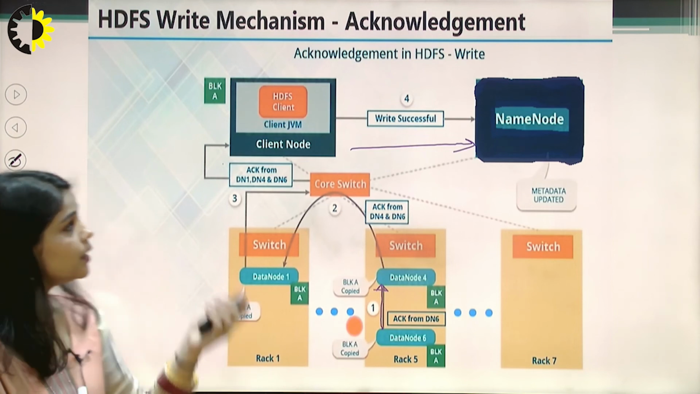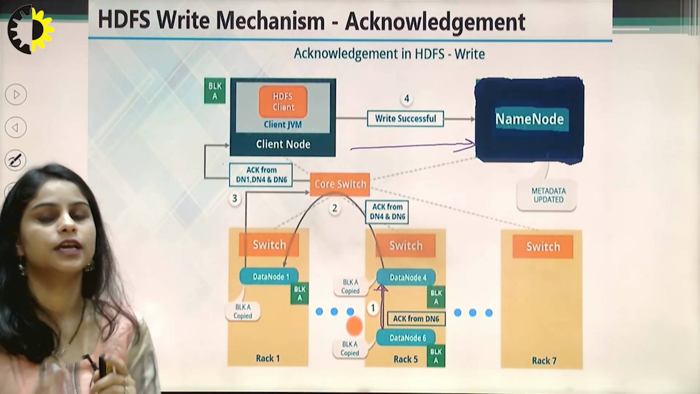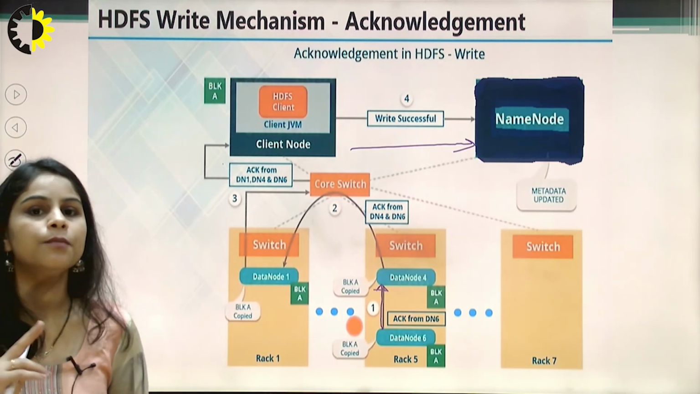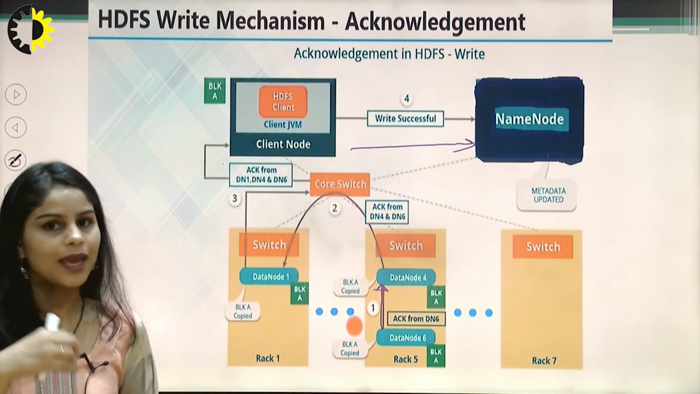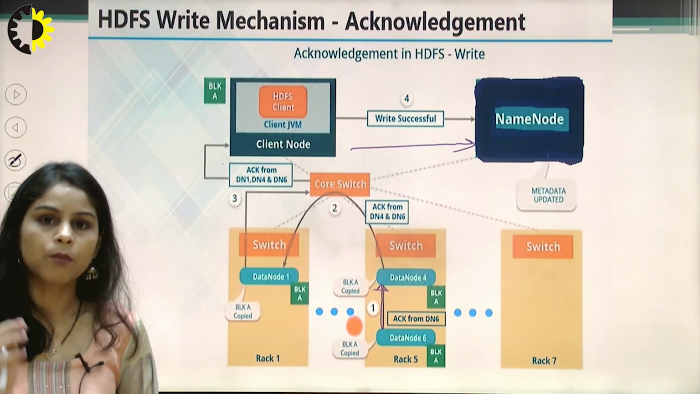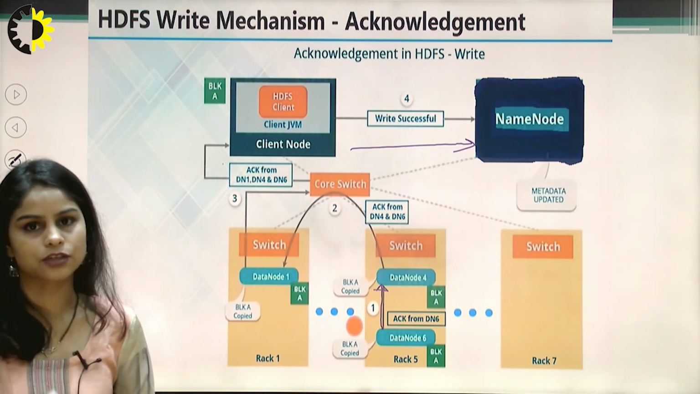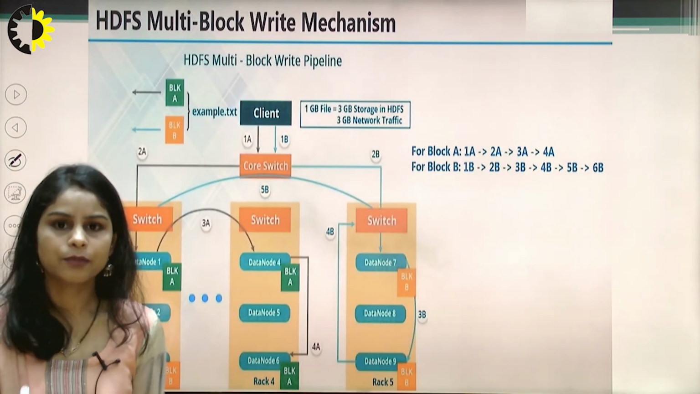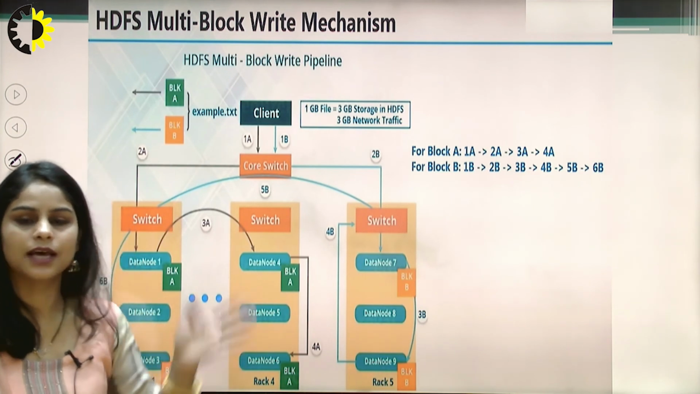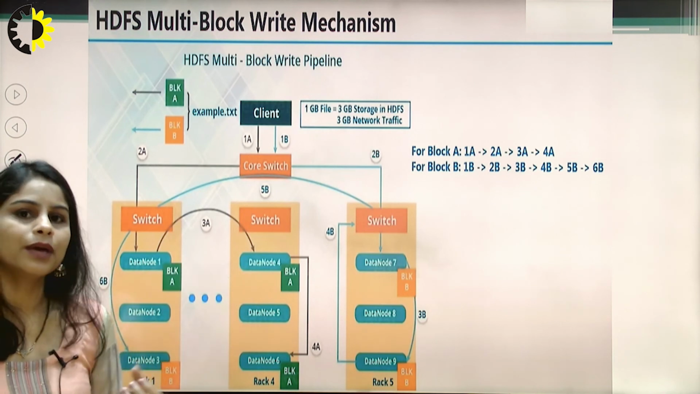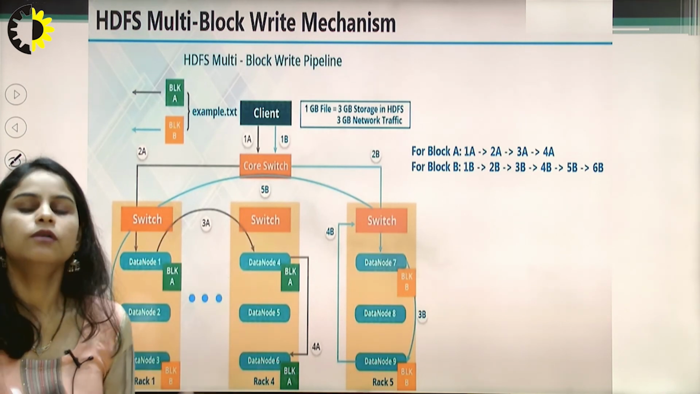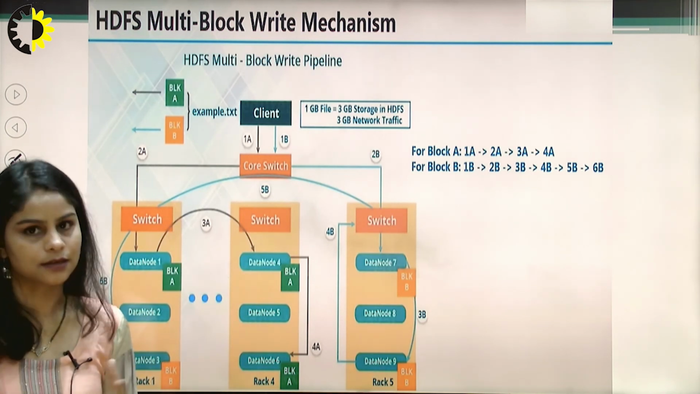But this is only a single block. And because HDFS allows us distributed and parallel processing of data, we are not only dumping block A at a time, we might be dumping more than one file at a time in HDFS. So that mechanism is known as the HDFS multi-block write mechanism. It means we are not only dumping a single file at a time, we are dumping multiple files at a time, right?